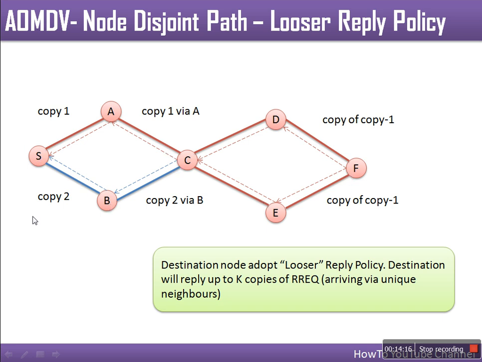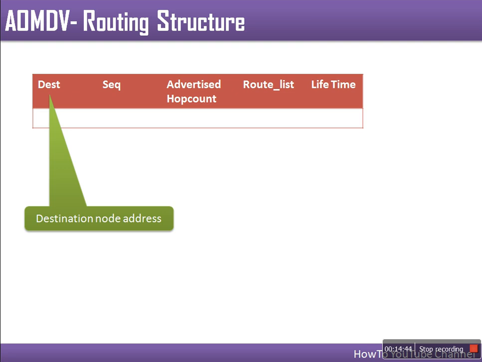So this is not a node disjoint path, because node C is common in both paths, but this one is a link disjoint path. There is no link common between these two paths. So this loser reply policy actually helps us to achieve link disjoint paths. Now how is this link disjoint path actually achieved? So we will see that with the help of one example.